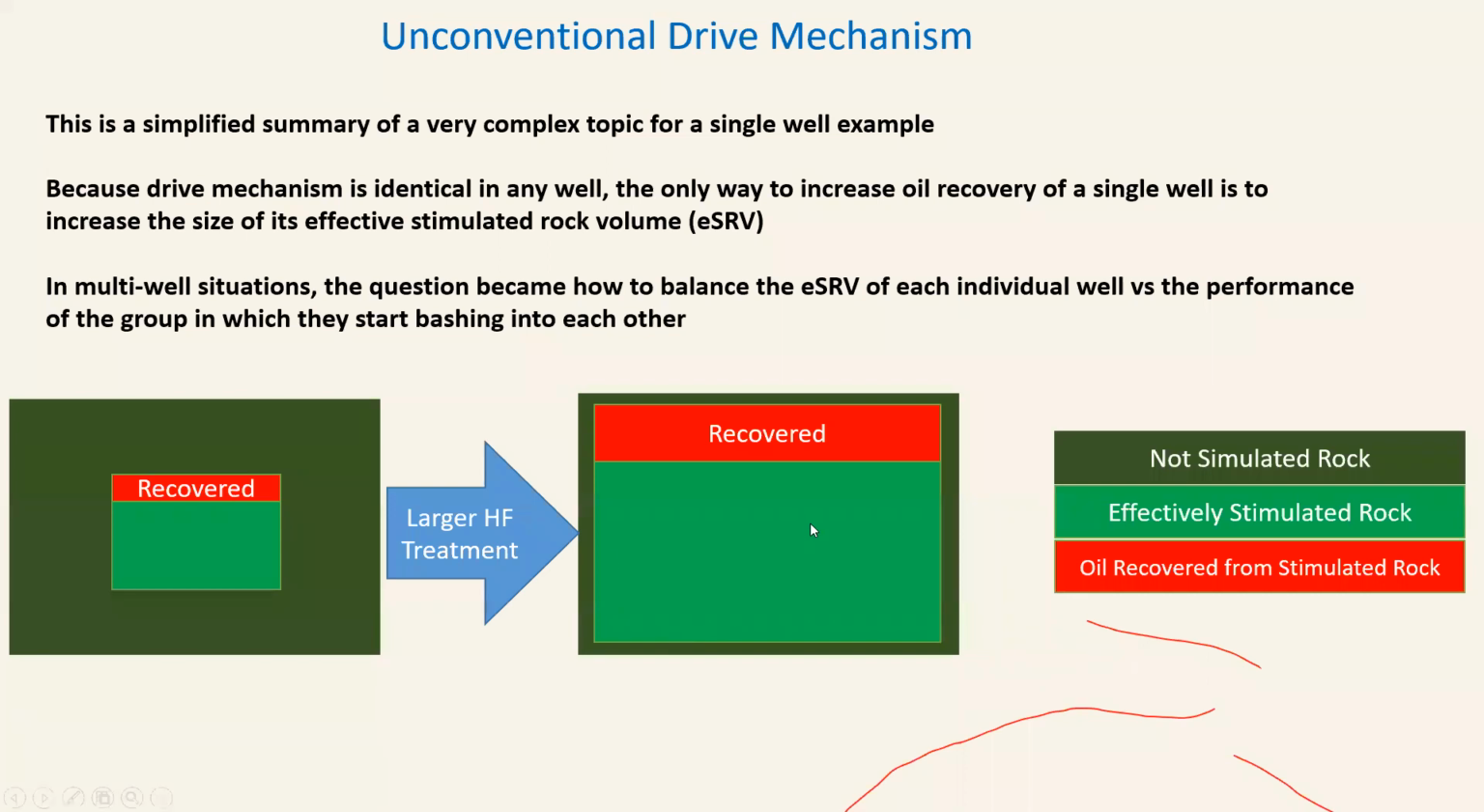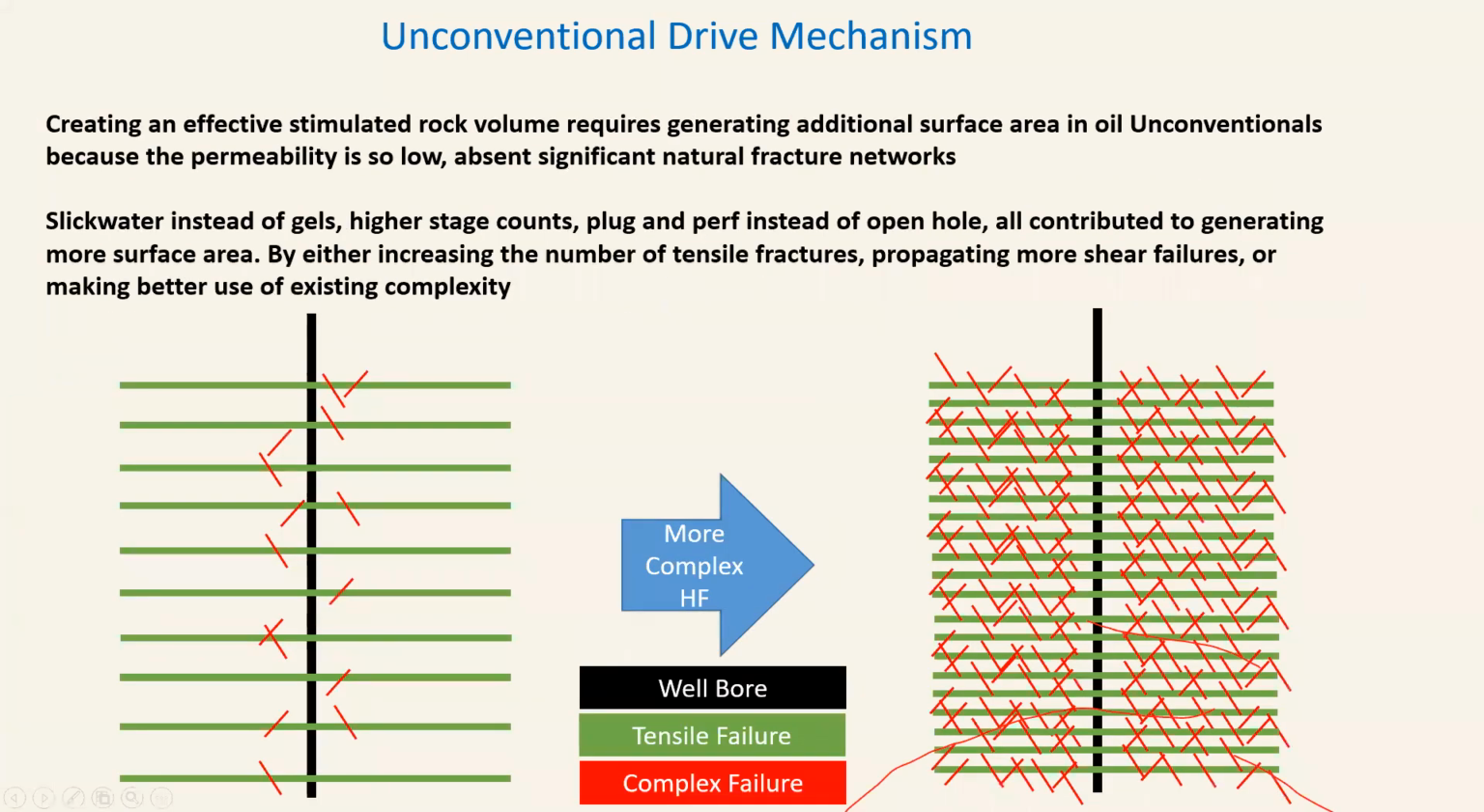What does that mean? An effective stimulated rock volume has to have a lot of complexity associated with it. Because if you do not have that complexity, you're not going to be draining the rock very well.